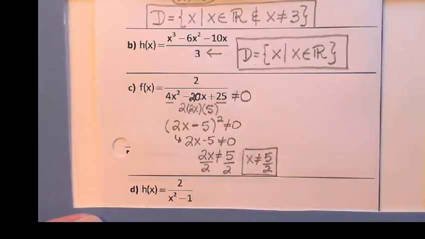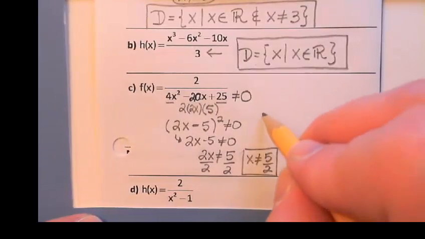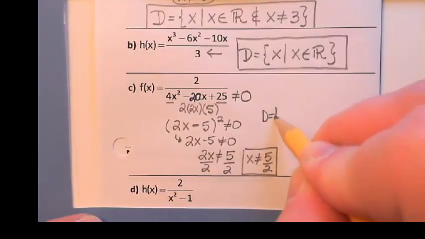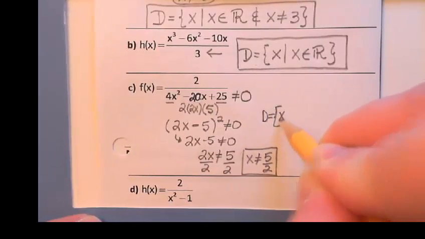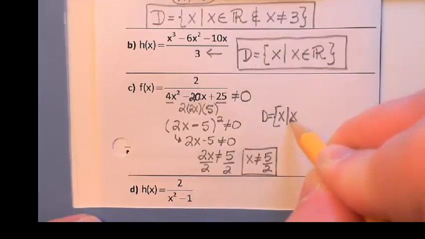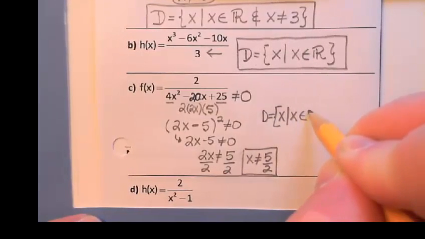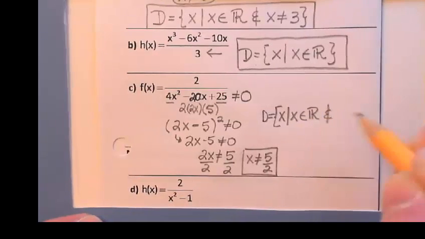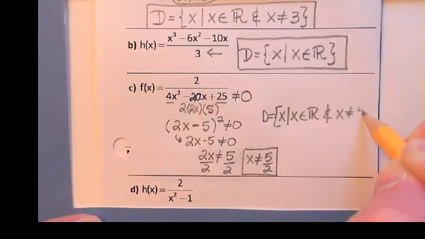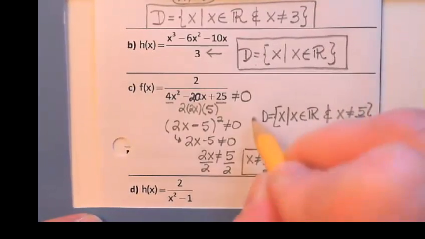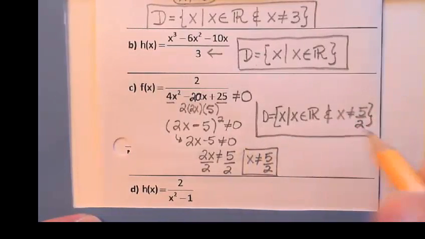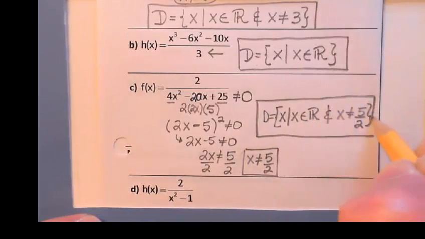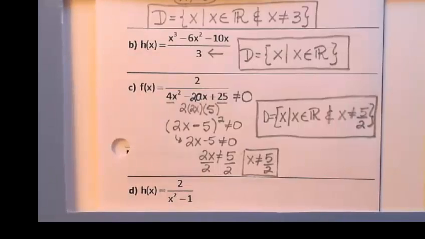Okay. So in other words, what is my domain? My domain is x such that x belongs to all real numbers and x must be different than 5 over 2. So that will be my domain right there. Very good. Alright.